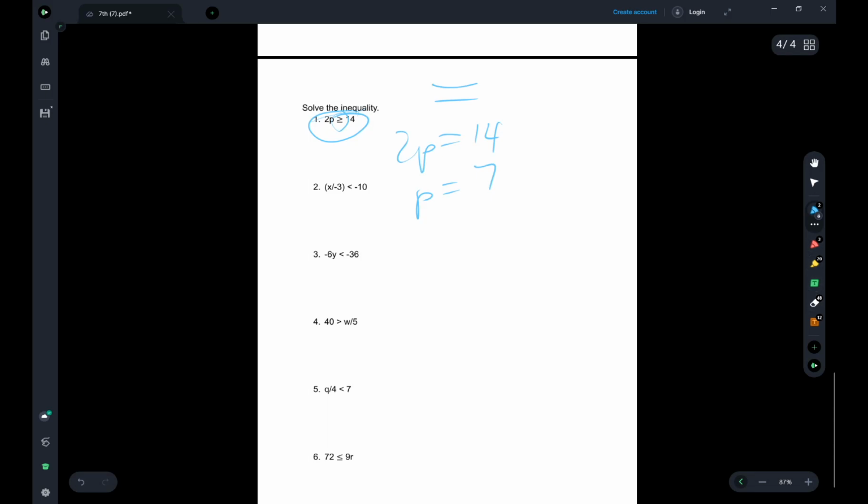It's the same for this inequality. It's just that this equal sign is changed to greater than or equal to. So your answer would end up being 2p greater than or equal to 14. Divide both sides by 2, you get p is greater than or equal to 7.